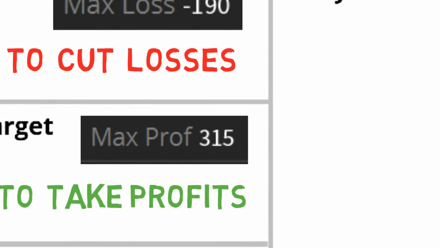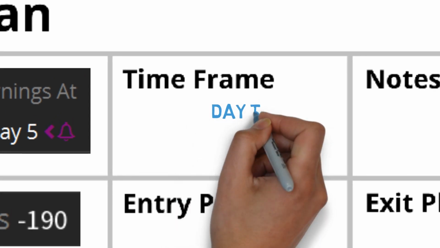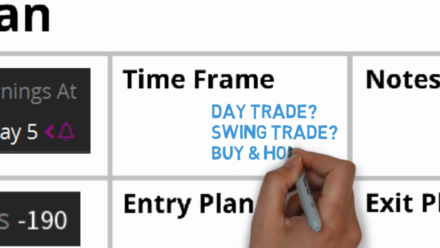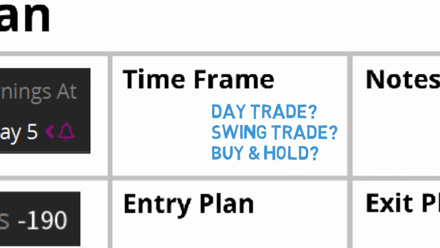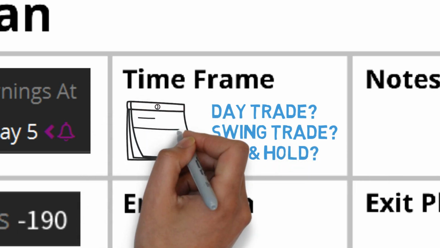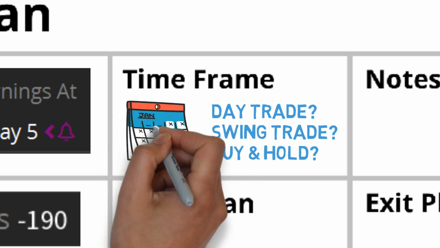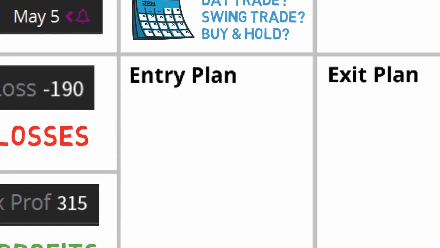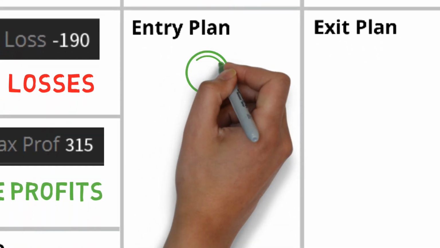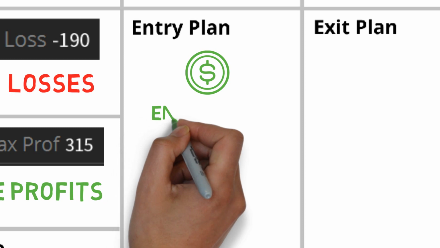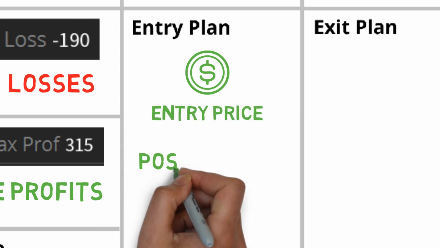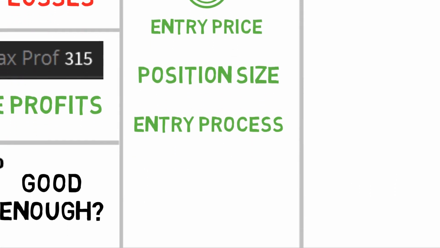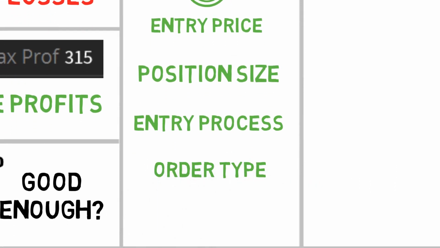Furthermore, you should also define the time frame of your trade. Is it a day trade, swing trade, or long-term investment? Obviously, you don't need to know the exact time that you're going to be in the trade, but you should have an estimate of the trade's time frame. Inside of your trade plan, you should also have a concrete entry plan. This plan should entail your entry price, position size, and how you want to open your trade. Do you want to open the entire position at once or slowly average into it?